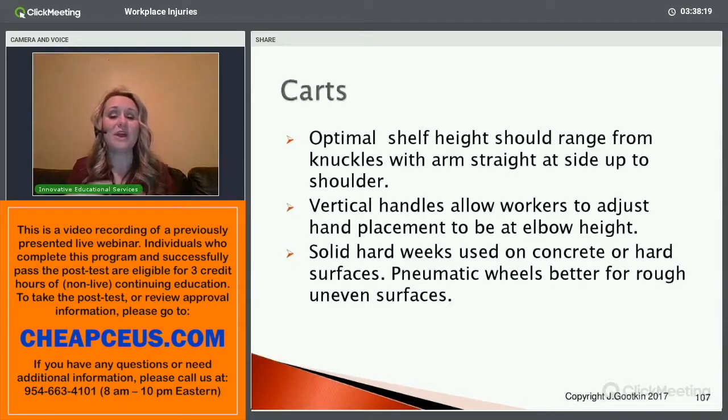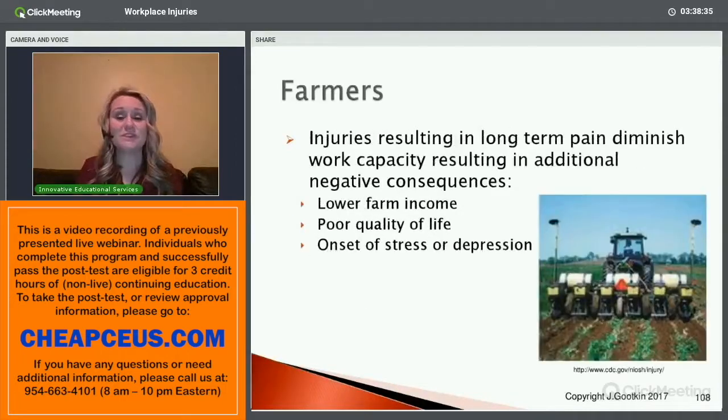Pneumatic wheels are going to be better for those rough surfaces, and then they have to check the pressure in them to make sure they're inflated. So think of some of the things you may consider with your wheelchairs, what type of tires you're going to put on it based on the surfaces. That may apply to the carts that an individual is using.